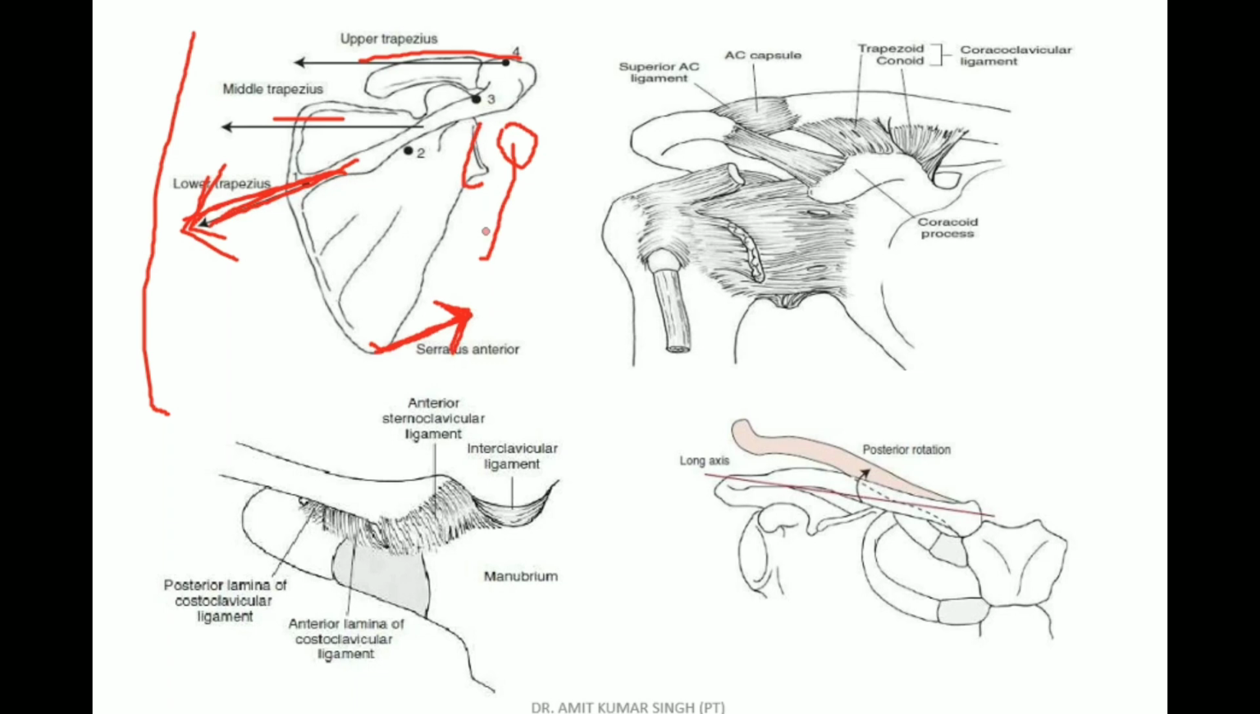During this movement, what will happen next? The coracoclavicular ligament. You can see here the coracoclavicular ligament, which has two components, trapezoid and conoid. Depending upon their shape, they have got the names trapezoid and conoid. This I have also explained previously, where I explained the acromioclavicular joint.